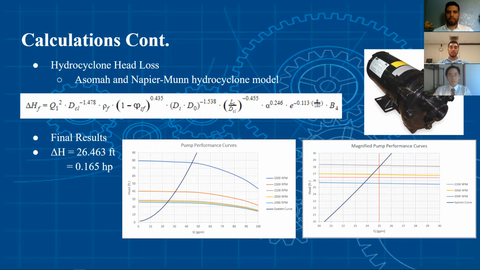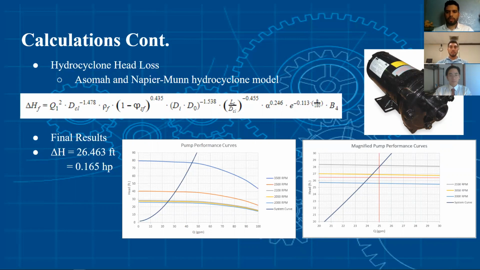For each product we considered, we derived performance curves for the ones provided by the manufacturers. Using our pump similarity rules, we created graphs to help us analyze the pumps. The two graphs at the bottom are from the pump that we selected, which can be seen in the top right picture. The dark blue line is our system curve, which we got using Bernoulli's equation. And the other colored lines are the pump curves at different speeds.